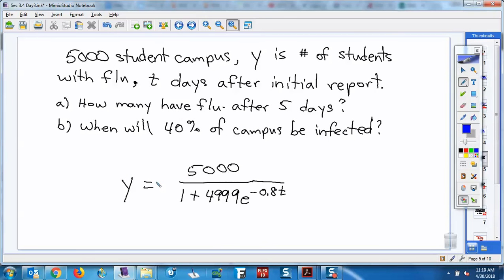All right, let's try this one. Okay, you got 5,000 students on campus. That was just a basic exponential growth kind of problem.